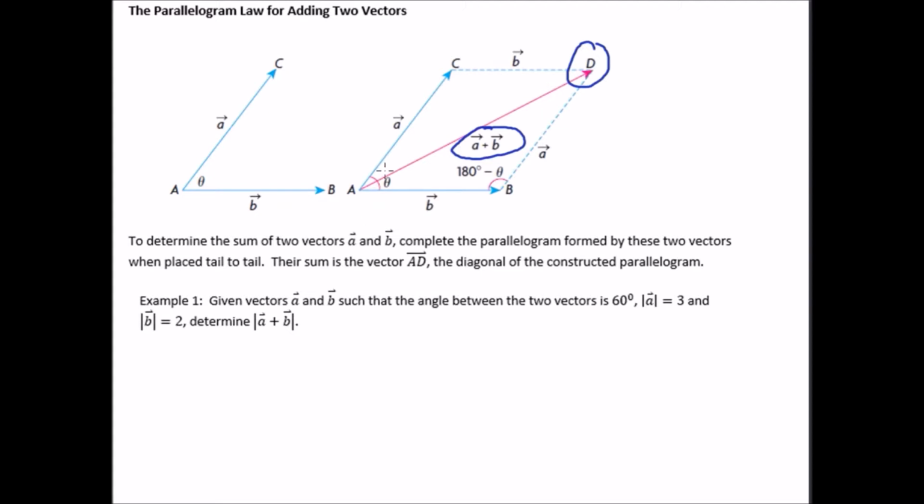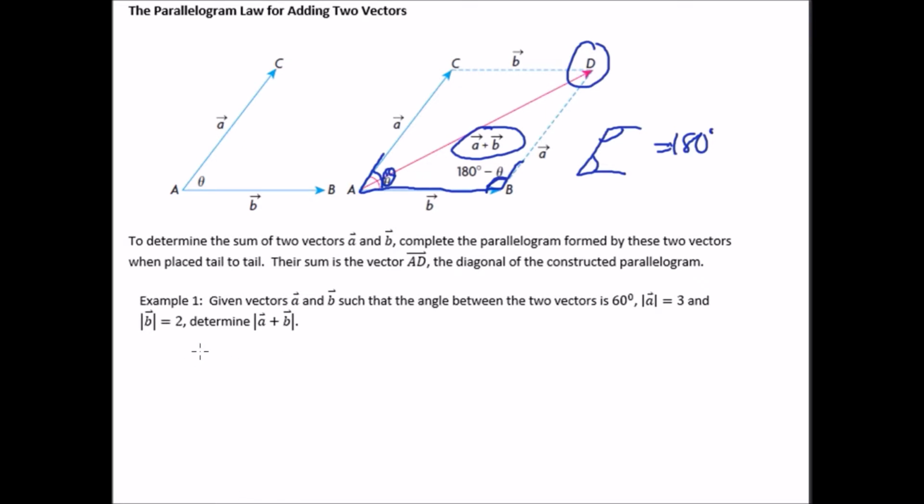I want to point something out here. This angle, tail to tail, is theta. If you remember the C pattern from grade 9, these two angles add up to 180 degrees. That means that this angle here is 180 minus theta.